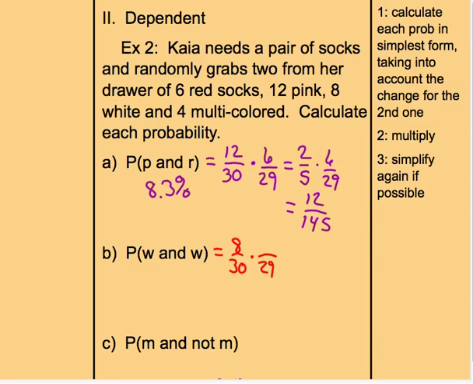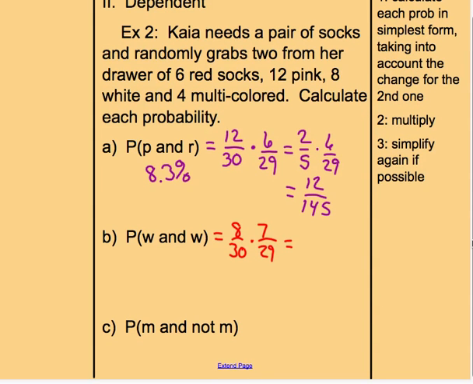And again, there's 29 socks left in the drawer because she's holding a white one. There's also 1 fewer white sock in the drawer. She has a white sock in her hand, so now there's 7 white socks left out of the 29 in the drawer for her to pull from. Simplifying each of our probabilities, 8/30ths, they both divide by 2. 7/29ths does not simplify. When we multiply these together, we get 28 out of 435. And again, to convert that to a percent so that it makes sense to us, she's only got a 6.4% chance of pulling out 2 white socks in a row.